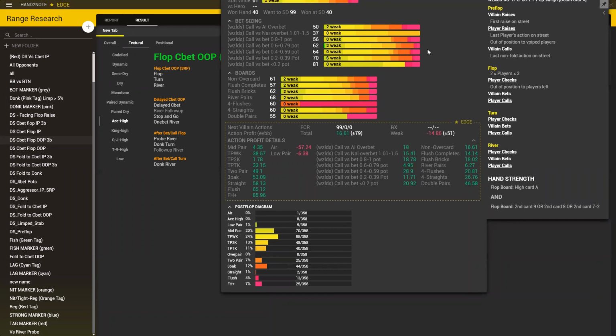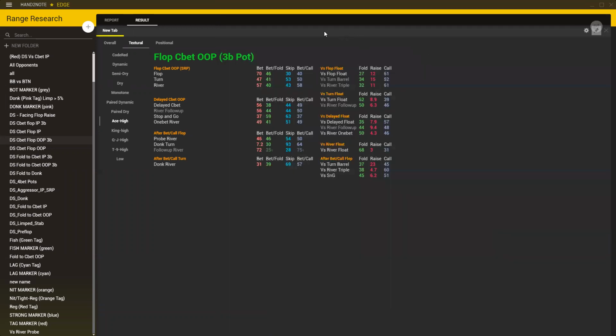So you can see it's not like we can bet super wide for value. It's not like our opponents are being really sticky here against triple barrel. They're just legitimately strong a lot of the time. Once again, they have that bluff catching region a lot, right?